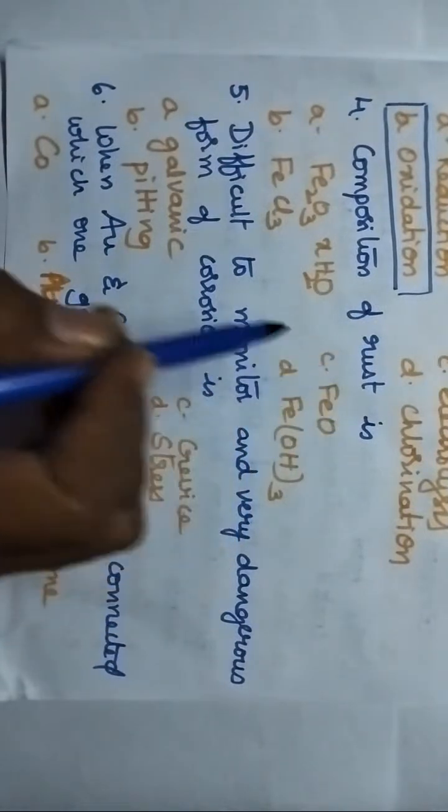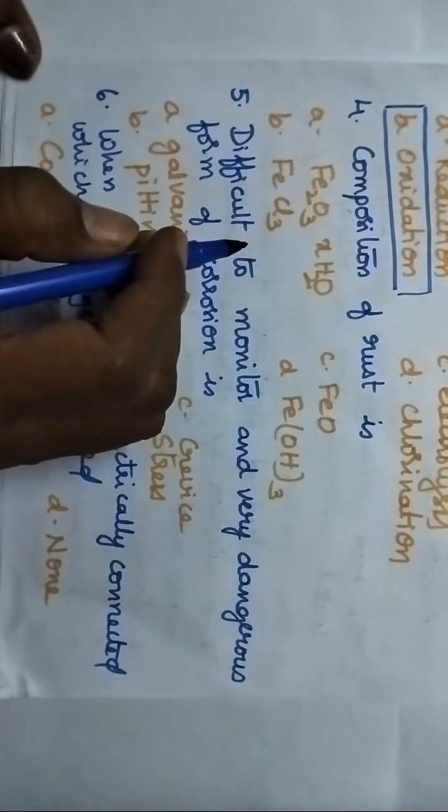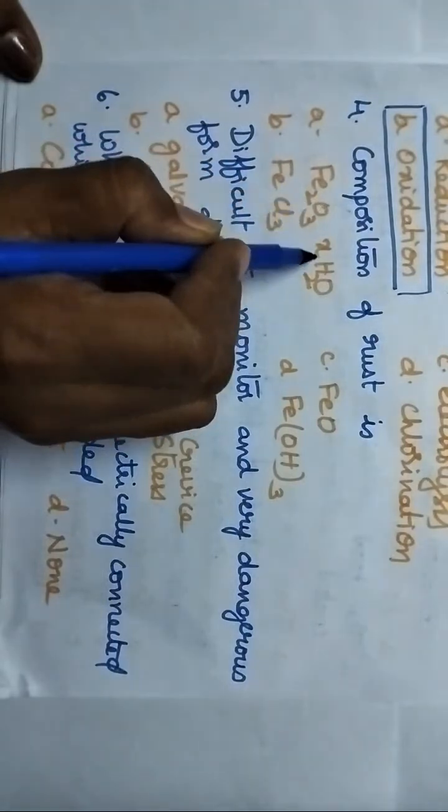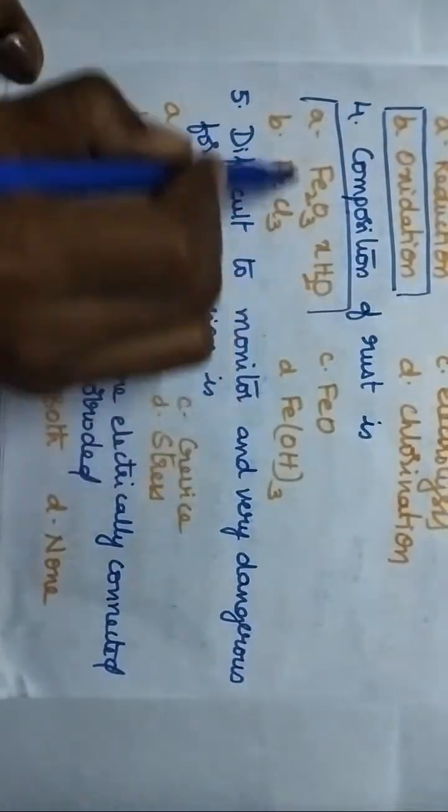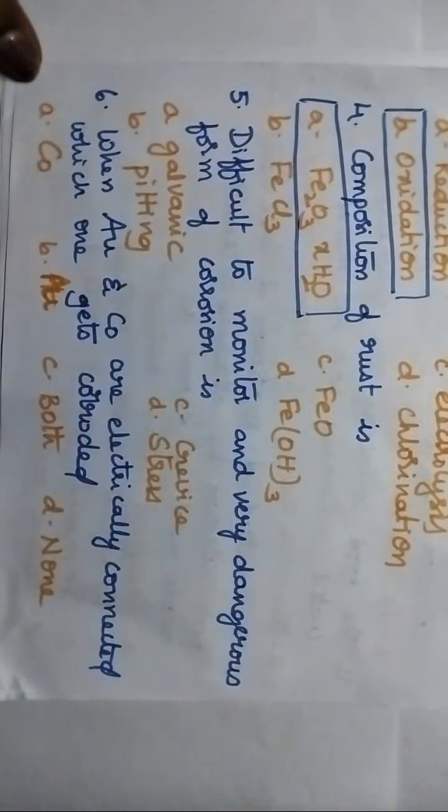Composition of rust is... What is the composition of rust? Charan Sai, very good. Sahiti, Vishnu, Rebecca, Bhavani, very good. So, undoubtedly, the composition of rust is Fe2O3.xH2O, and hence option A is the right answer. Moving to the fifth question.